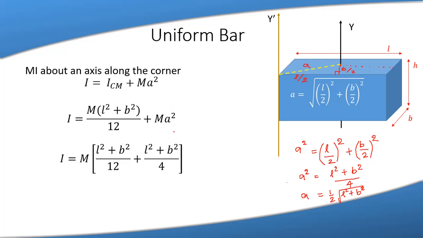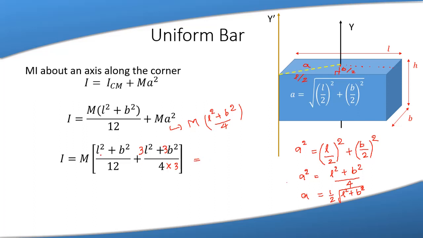On substituting for A square, what I will get is m into, instead of A square, I can write it as L square plus B square by 4. So, I can take m as a common factor outside and I can write it as L square plus B square by 12, plus this quantity, that is L square plus B square by 4. On taking the LCM, to make the denominator same, I will multiply it by 3 so that my denominator here will become 4 into 3, 12. So, on multiplying with 3, I should multiply this quantity with 3 and also this quantity with 3.